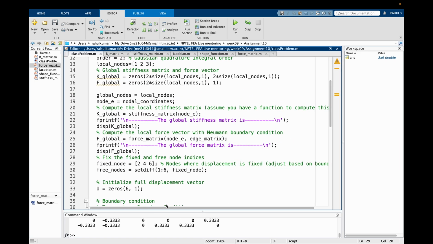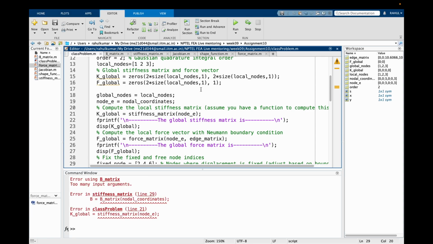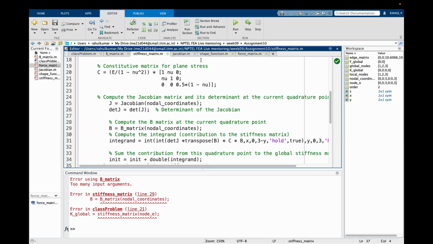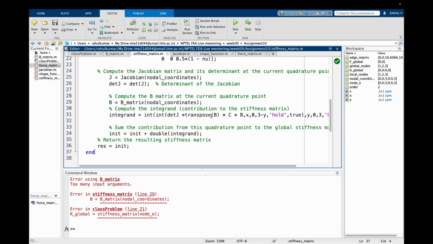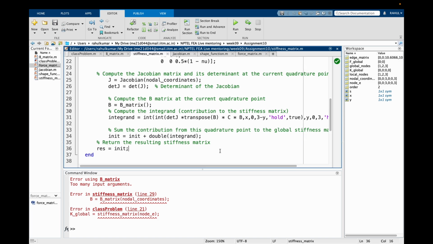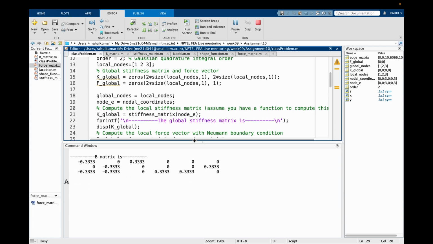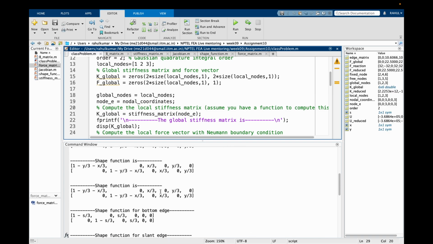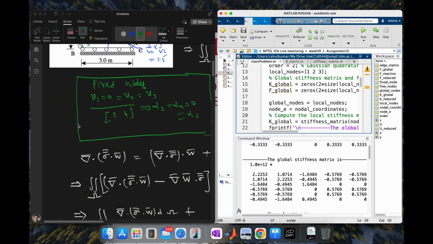After running this code, let's see what result we are getting. Okay, B matrix. Stiffness matrix, actually we are giving the Jacobian. In the B matrix there is no coordinate because we are not providing it, it is constant. Let's run this code. Yeah, so we can see that this is the global stiffness matrix, which is what it is asking first.